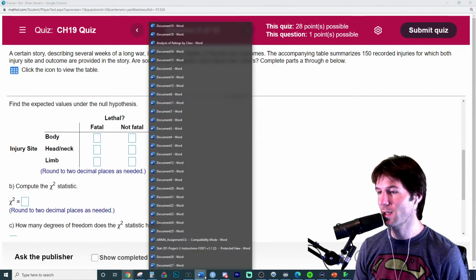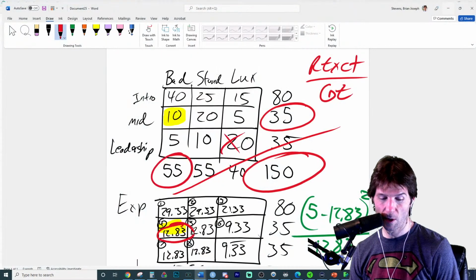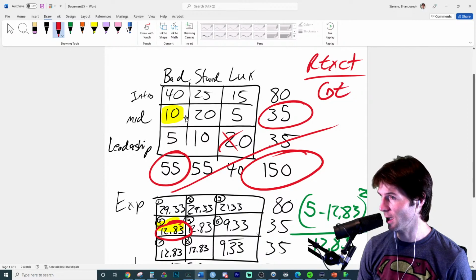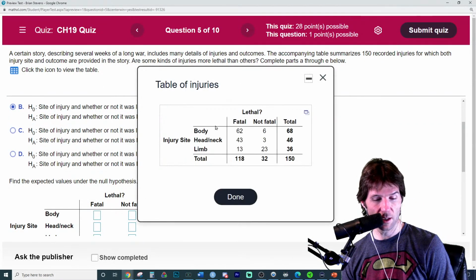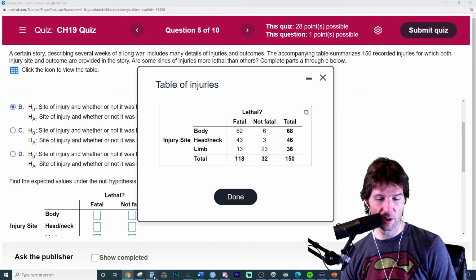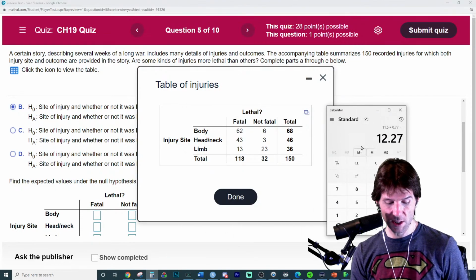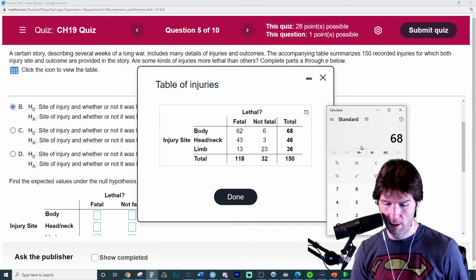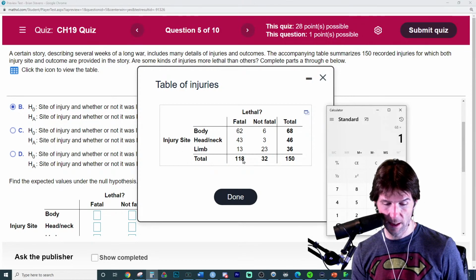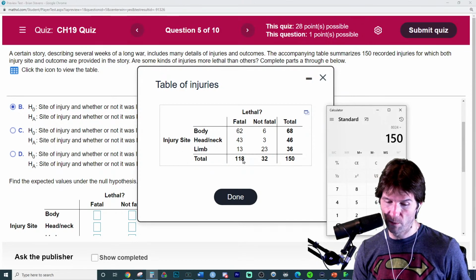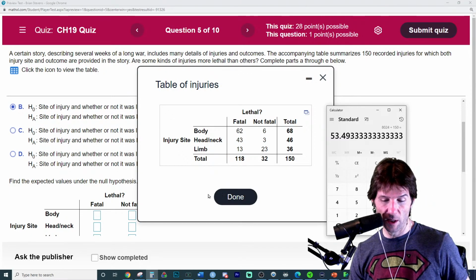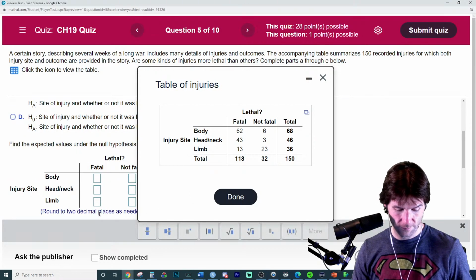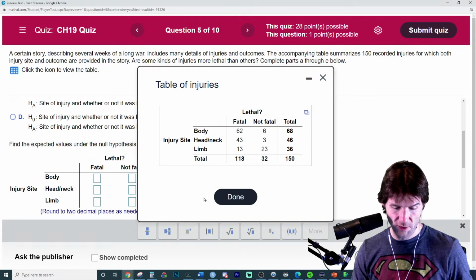Now, you could work all this out by hand. I highly suggest doing at least one by hand or practicing how to get the expected counts right here. You see an example of the row total times the column total over the grand total. So we could find one of these. To find the top one right here of 62, we take the row total of 68, times the column total of 118, divided by the grand total of 150, and that right there is the expected count, 53.49.